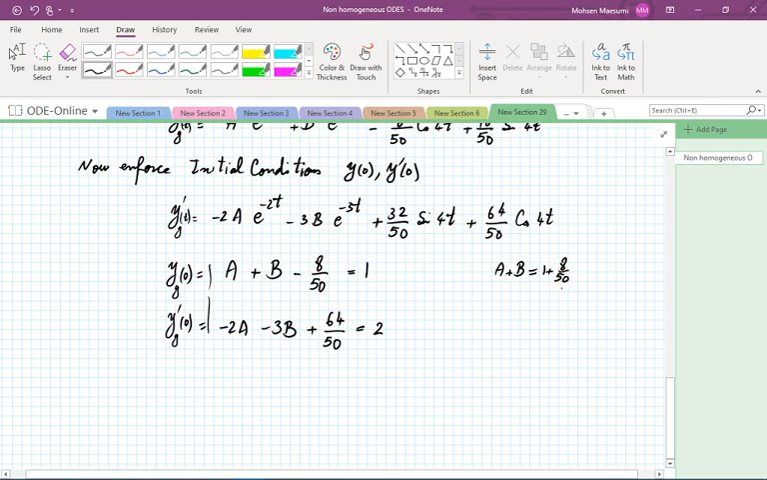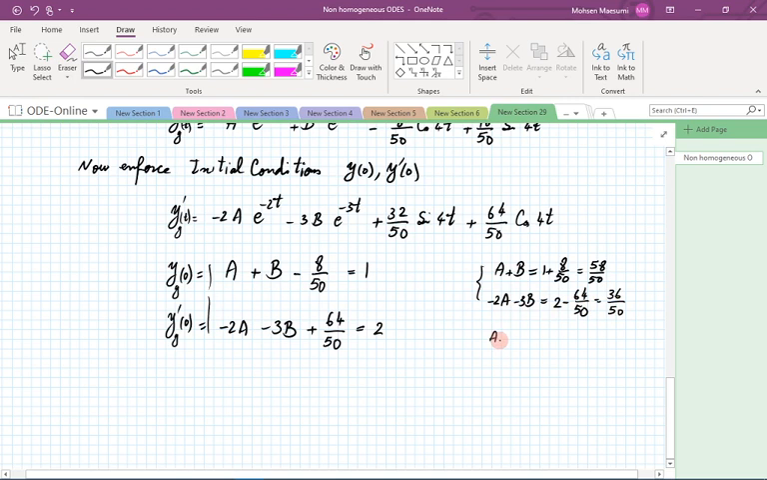So you simplify that perhaps, and again, I leave it to you if you want to simplify. From the second equation, you have minus 2a minus 3b, and that's going to be 2 minus 64 over 50, and that's going to be 36 over 50. Okay, 2 times 50 is 100 minus 64 is 36 over 50. It's a 2 by 2 system, you go ahead and solve this thing.